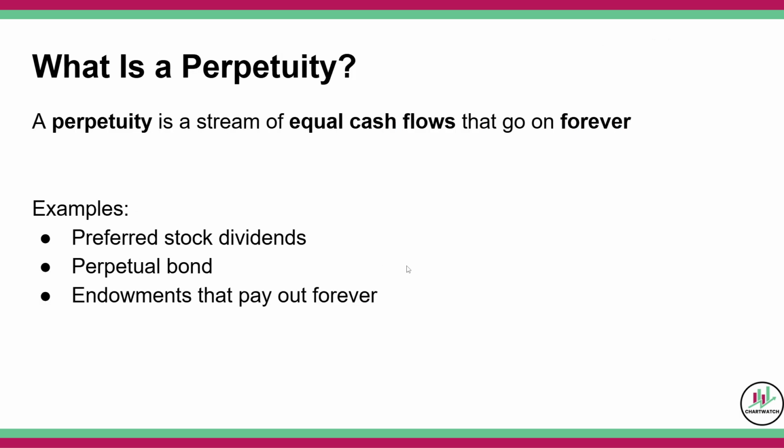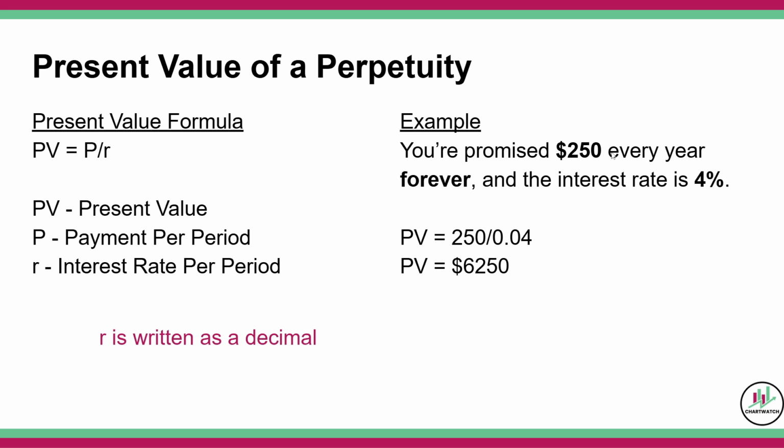And yeah, so the last thing we look at is a perpetuity. So a perpetuity is a stream of equal cash flows that go on forever. Some examples are preferred stock dividends, perpetual bonds, and endowments that pay out forever. So the present value of a perpetuity is very, very simple. You take your present value and you do your payment per period simply divided by interest rate per period.